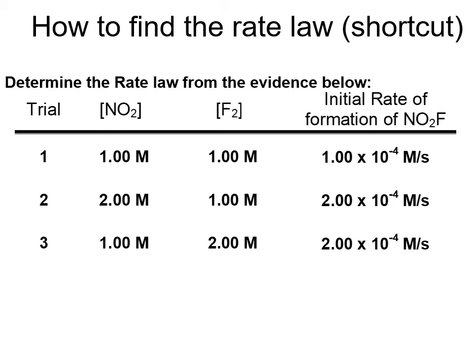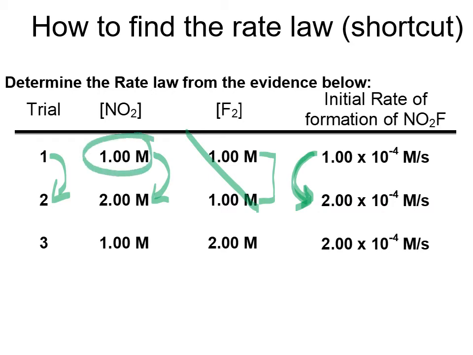So if we look at trials 1 and 2, for F2, they're not changing. So any change between trials 1 and 2, if there's a change in the rate, it's not due to F2 because F2 hasn't changed at all. The fluorine hasn't changed at all. So any change in the rate between trials 1 and 2 must be due to the change in the concentration of NO2. So essentially we can say, okay, well, what is that change?